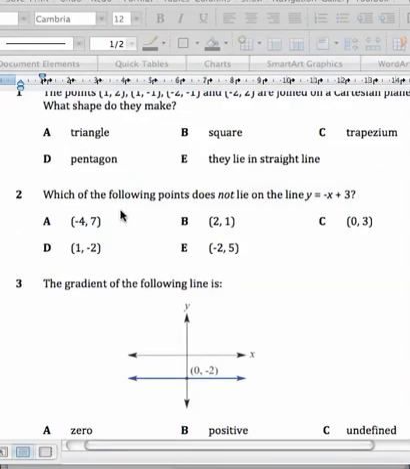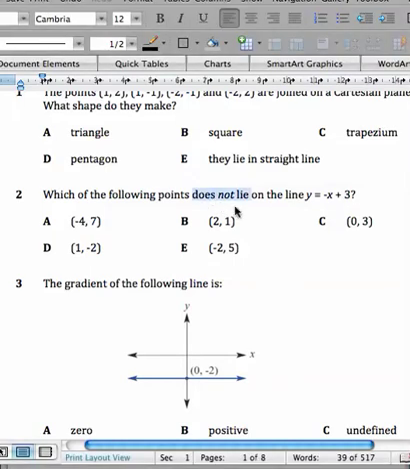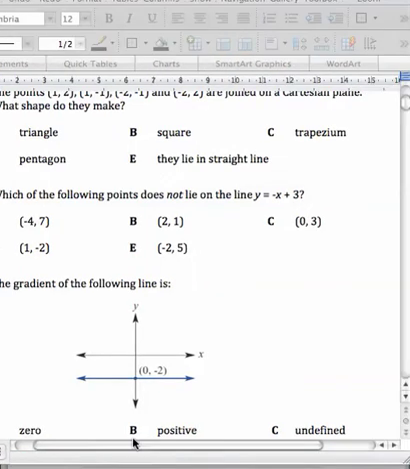Now question 2, let's see what it says. Which of the following points does not lie on the line? And we've got a linear equation here. So there's a straight line in equation form, and we have to figure out which one of these points doesn't lie on this line or doesn't belong to this equation. And to do that, we can simply use substitution. Just like using substitution when we had a table of values, let's do the same thing.